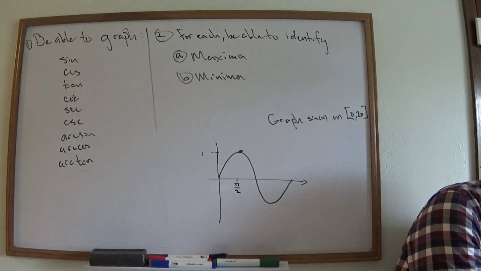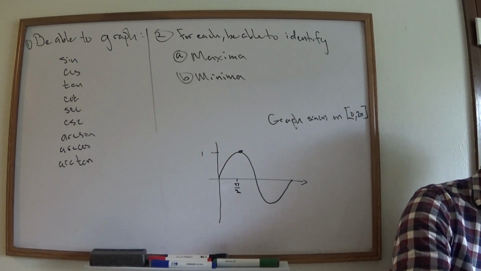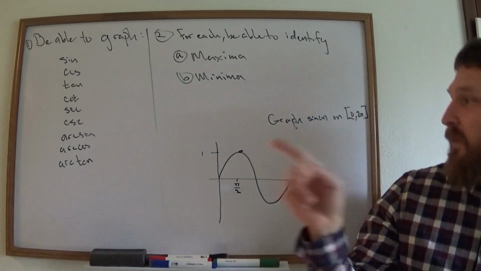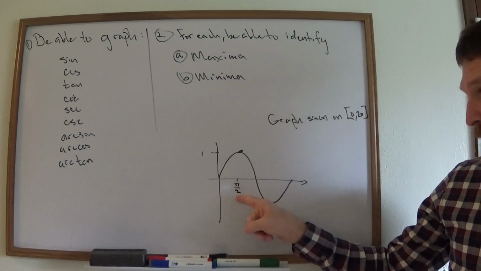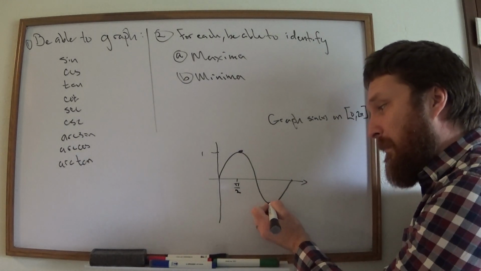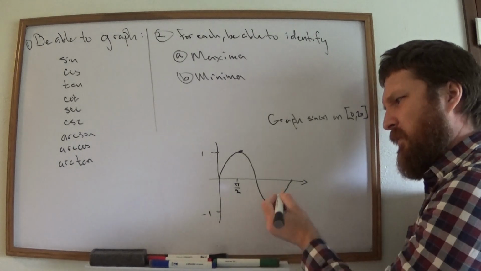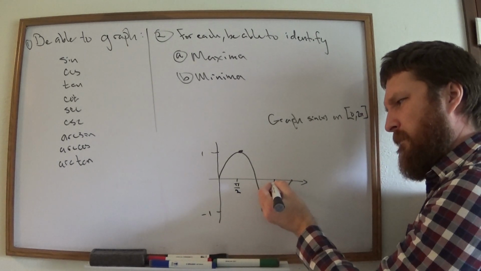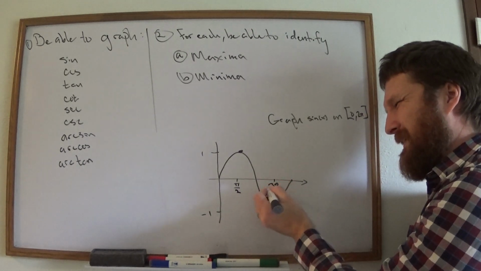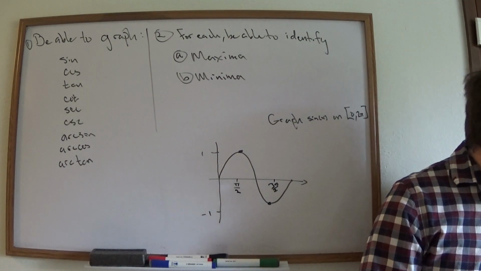And the intersections. So I label the maximum input output. So this would be your maximum input output. And this would be your minimum input output. What is the output? I think it's -1. And what's the input? 3 pi over 2. Yes, 3 pi over 2.